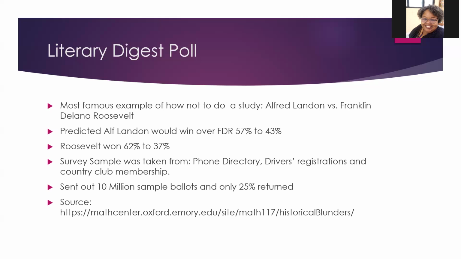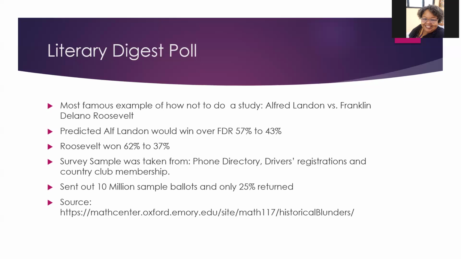The Literary Digest poll predicted that Alf Landon would win over FDR 57% to 43%. And in reality, Roosevelt won 62% to 37%. And as you take a deeper dive into how they did this study, it was like, wow. The survey sample was taken from the phone directory, driver's registrations, that means people who own cars, and country club memberships. And this was during the Great Depression.